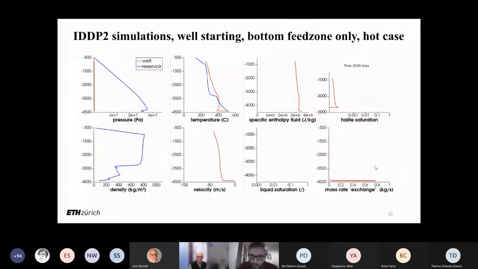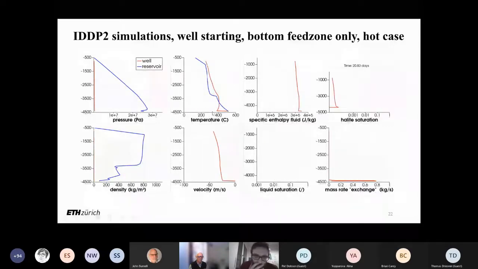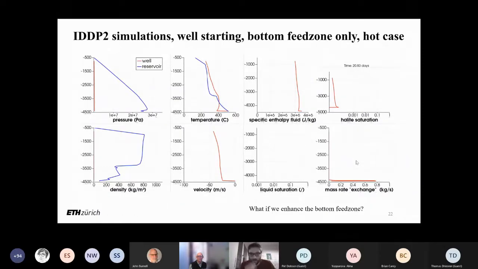Here you see the enthalpy produced is very, very low. The temperature is also very, very low, again because you have very cold fluids produced. But if you wait for the formation to warm up, then okay, you have high enthalpy, more than 3 megajoules flowing through the well. But again, it's such small flow rates that it's not interesting. So I then went on to ask myself, what if we could enhance this bottom feed zone? What if we could multiply the permeability by 100, basically?